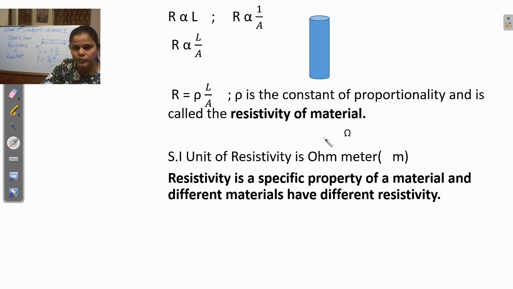Understand? So here the symbol of ohm is Ω, and the unit is ohm meter. Got it, student?